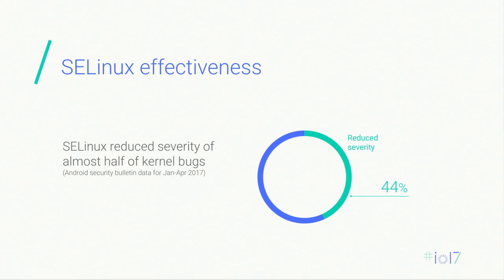So how are we doing there? We looked into the Android Security Bulletin data from the first 4 months of this year. We looked at all the kernel bugs, and we see that SELinux actually reduced the severity of almost half of those kernel bugs by making parts of the kernel unreachable by untrusted apps. We made it so that it's much harder to exploit those parts of the kernel. And that's what SELinux really helps with.